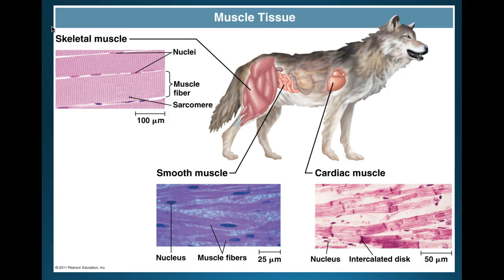The other muscle type, skeletal muscle, as you can see, it's in the leg, that's responsible for voluntary movement. So I want to walk. I want to lift my arm up in the air and wave at somebody. Skeletal muscle is responsible for that.